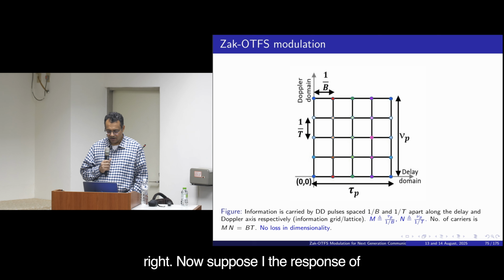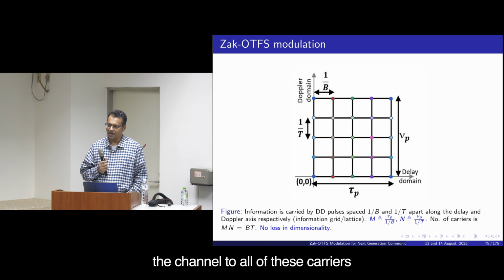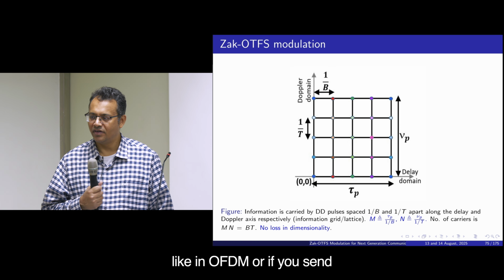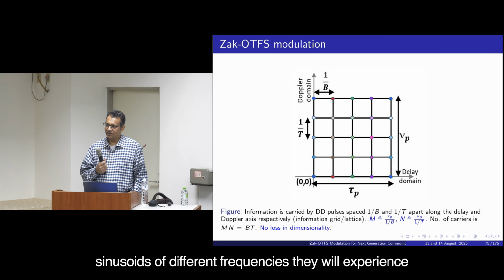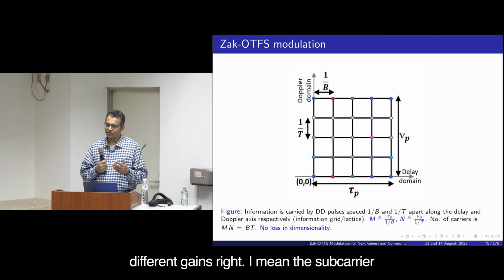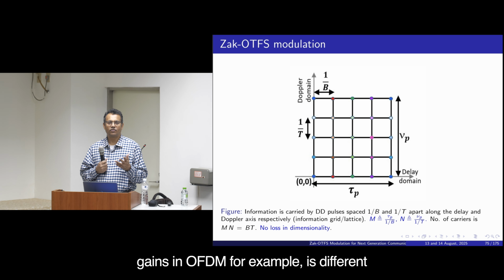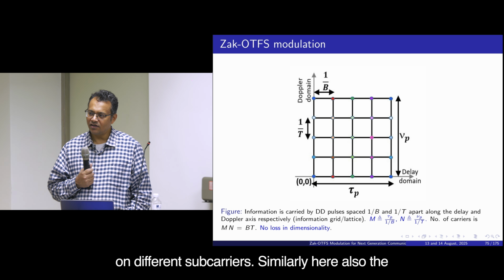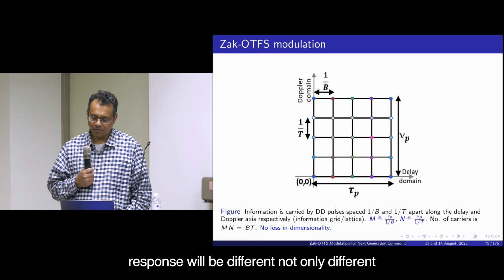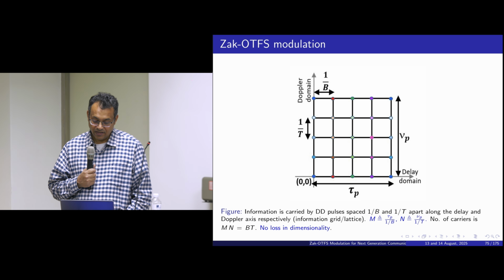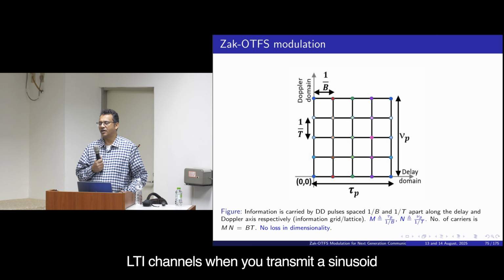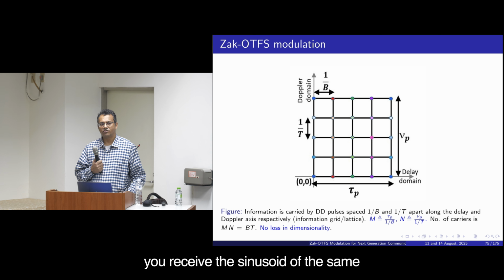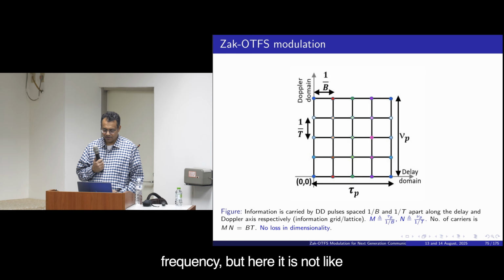Now, suppose the response of the channel to all of these carriers is not the same. That is just like in OFDM, or if you send sinusoids of different frequencies, they will experience different gains, right? I mean, the subcarrier gains in OFDM, for example, are different on different subcarriers. Similarly, here also the response will be different. Not only different, in case of LTI channels, when you transmit a sinusoid, you receive the sinusoid of the same frequency. But here it is not like that.